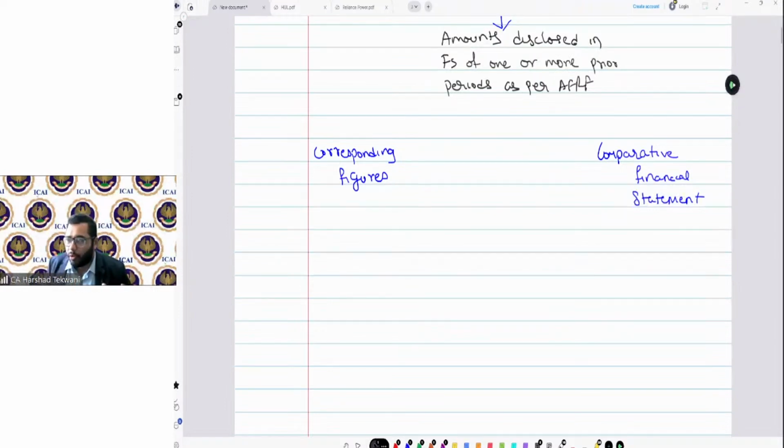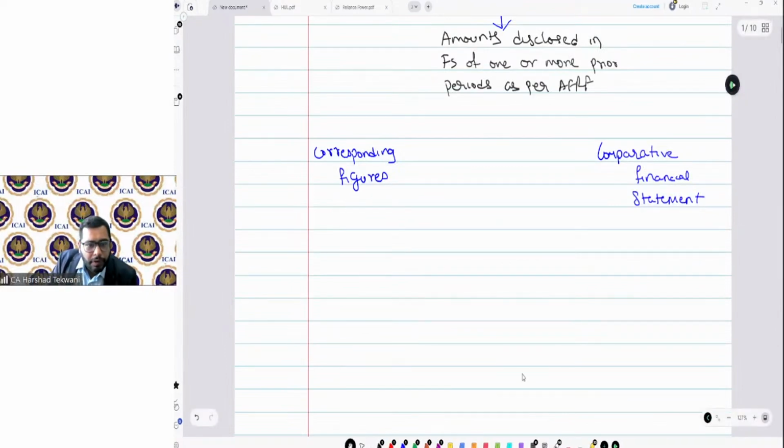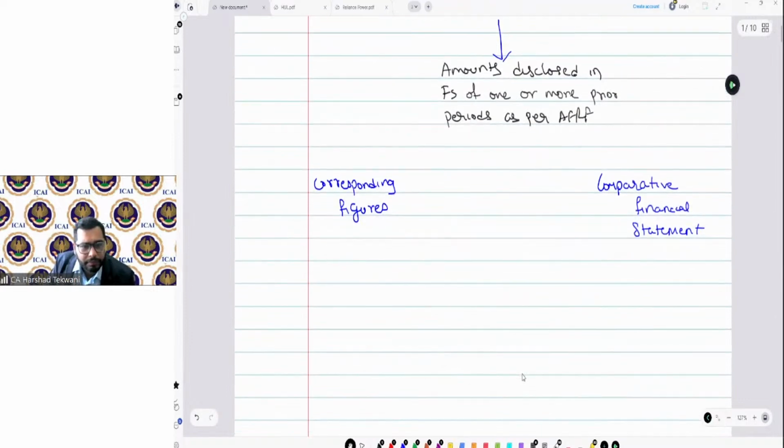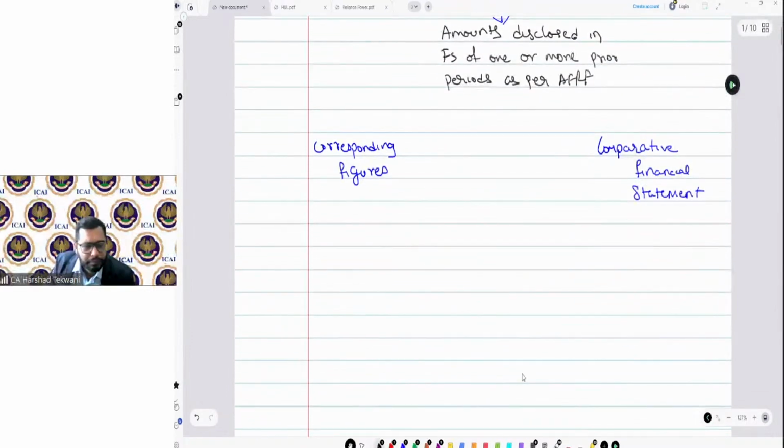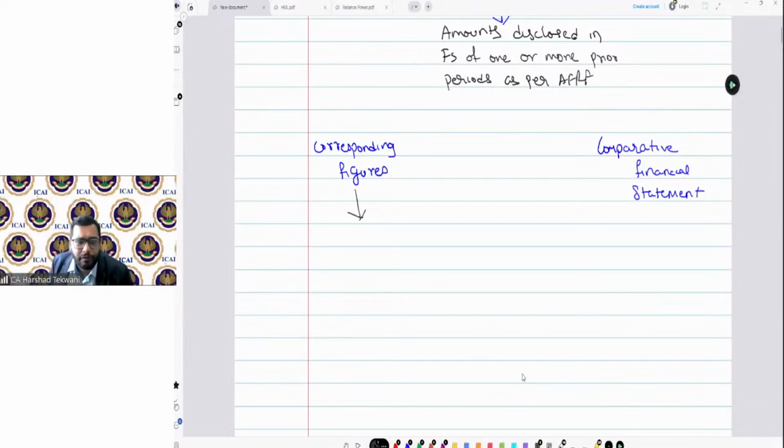Only the purpose is read only. It is not a detailed comparison, but only read only, so that you can understand the current year number in more detail. So that will go to my corresponding figures. So corresponding figures are the comparative information only.